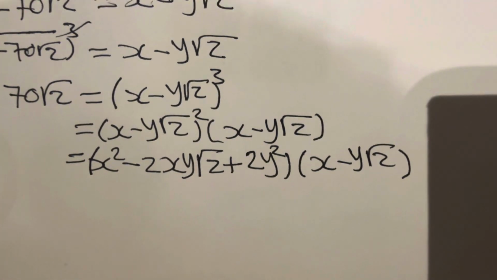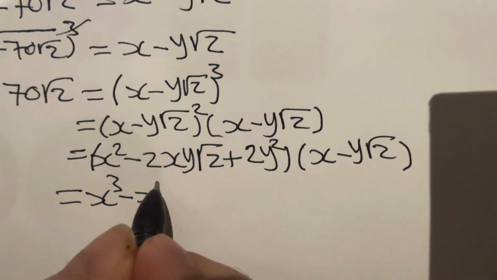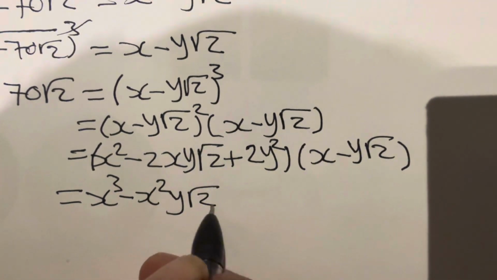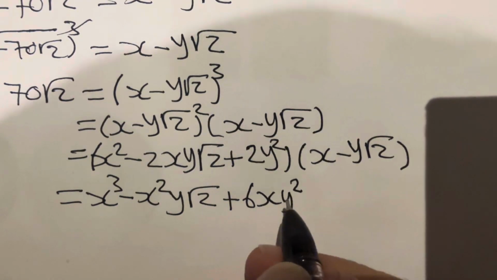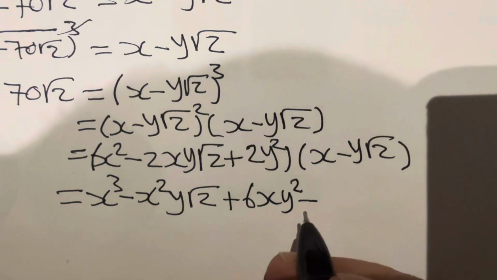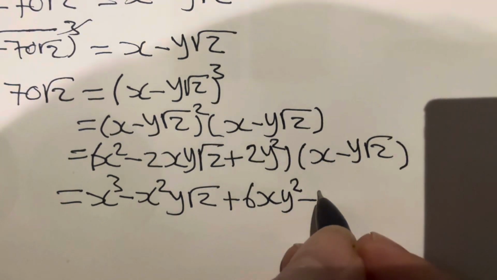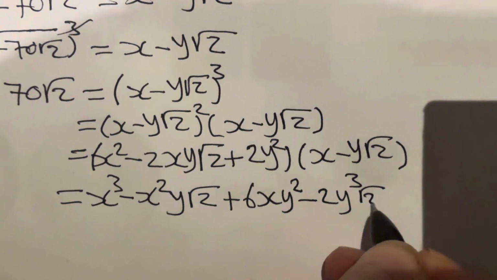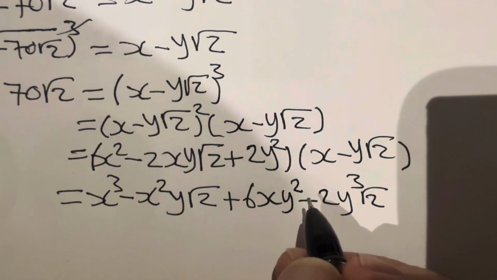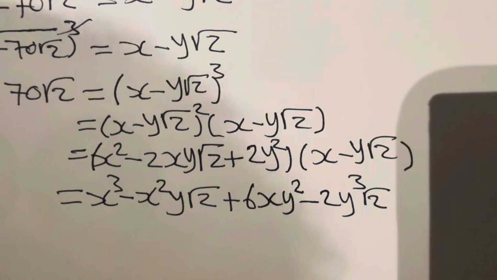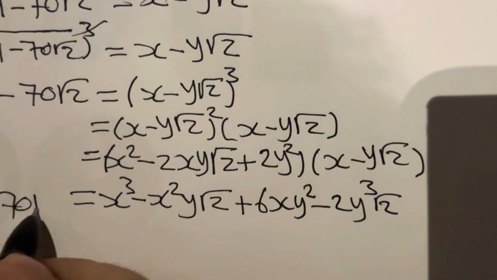So we get x cubed minus x squared y root 2 plus 6x y squared minus 2y cubed root 2. Then we get 99 here minus 70 root 2.